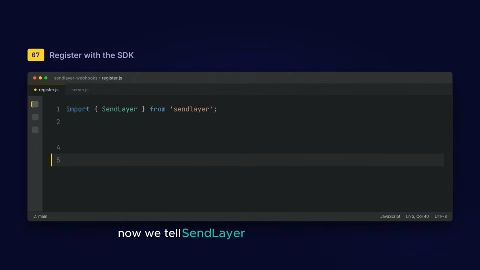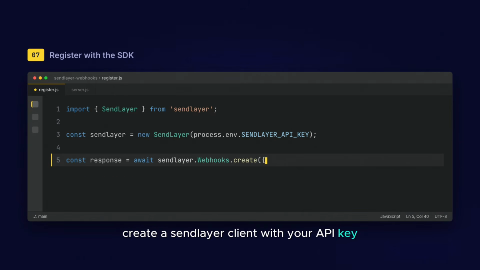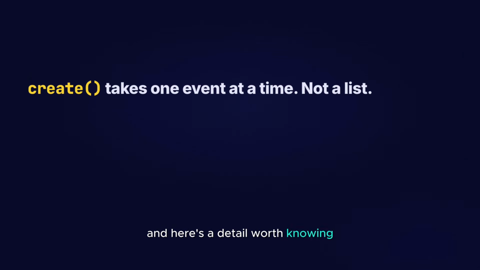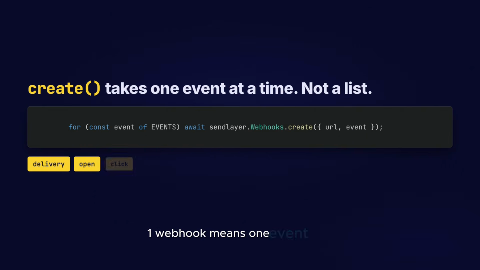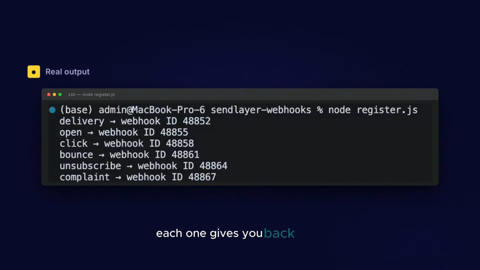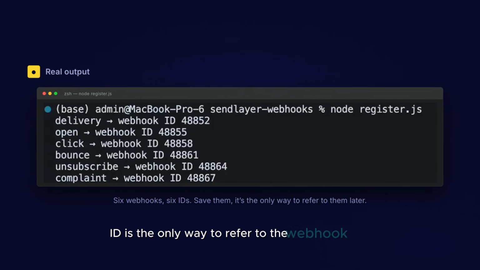Now we tell SendLayer where to send things. Create a SendLayer client with your API key, then call webhooks.create with your URL and the event you want. And here's a detail worth knowing. Create only takes one event at a time. There is no way to pass a list. One webhook means one event type. So if you want all 6, you loop through them and create 6 webhooks, all pointing at the same URL. Each one gives you back an ID. Save those because that ID is the only way to refer to the webhook later.